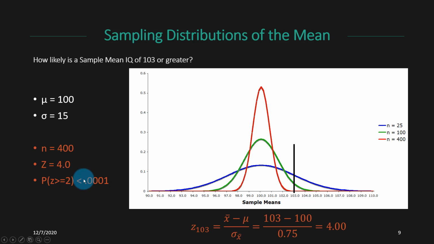So the probability of observing a particular mean depends a lot on the sample size because of the effect that's going to have on the standard error of the mean.